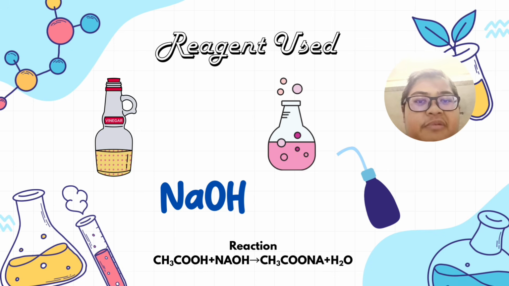The balanced chemical equation is CH3COOH plus NaOH makes CH3COONa and H2O. This reaction occurs in a 1:1 molar ratio, meaning 1 mole of acetic acid reacts with 1 mole of sodium hydroxide. Therefore, by measuring the volume of NaOH required to reach the endpoint, we can determine the concentration of acetic acid in the sample accurately.